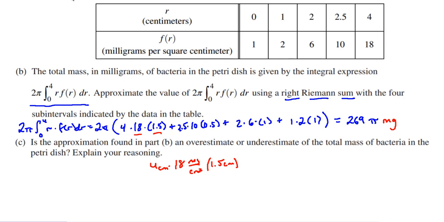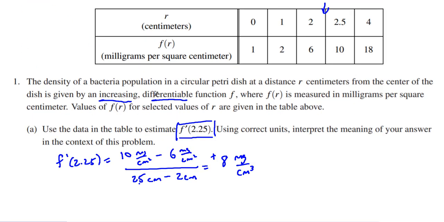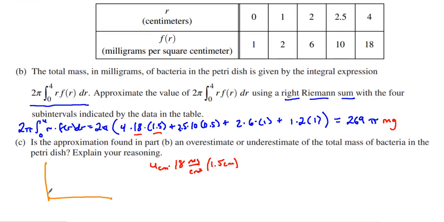The next question, question C, we want to know whether this is an overestimate or underestimate. Well, remember we said that one of the important things is it's an increasing function. So if I sketch it out real quick, it is an increasing function, which means if we're taking a right Riemann sum, we're taking this right point times your delta x, this right point times your delta x, this right point times your delta x, and you can see with an increasing, differentiable function, a right Riemann sum is always going to be an overestimate. And that's your justification.